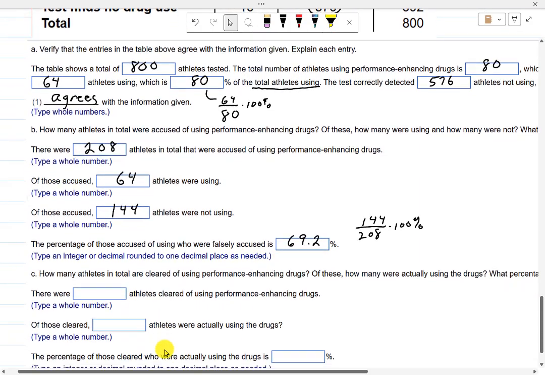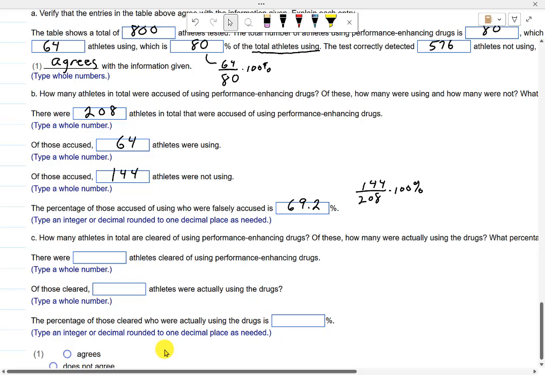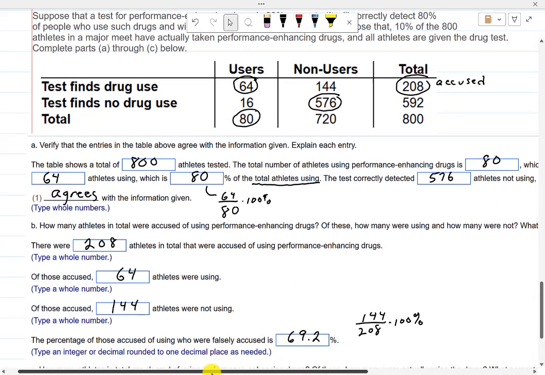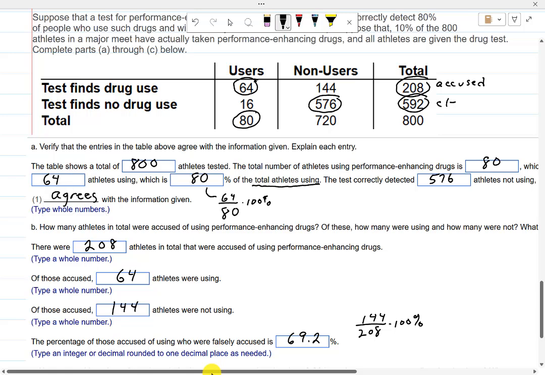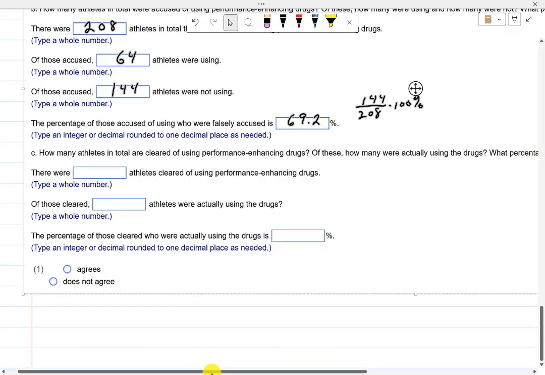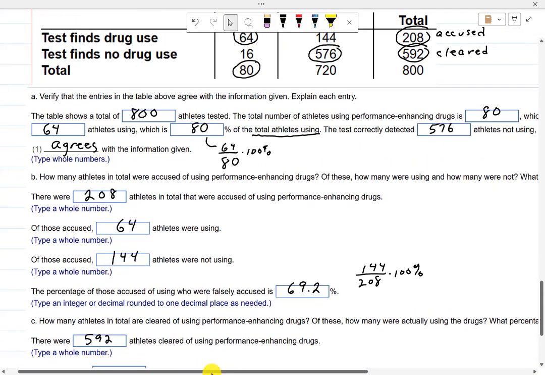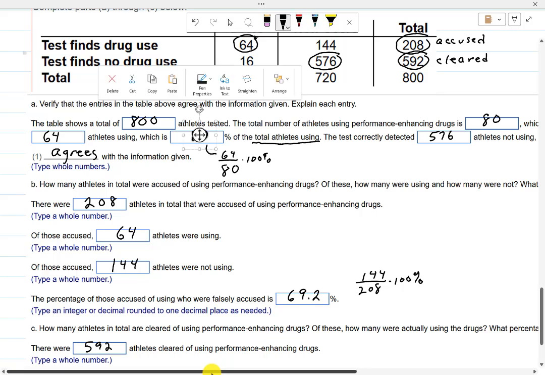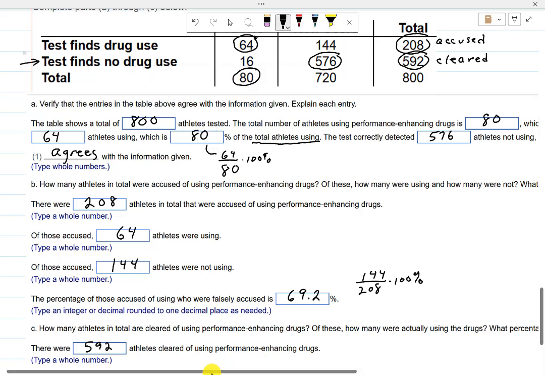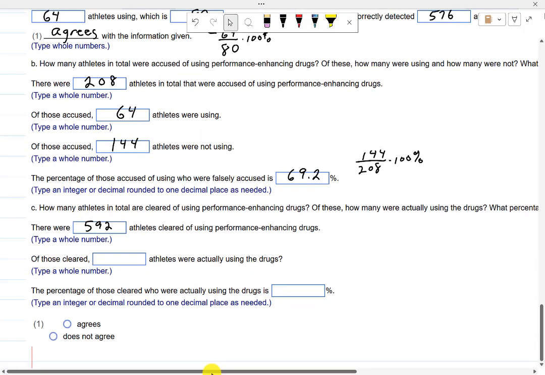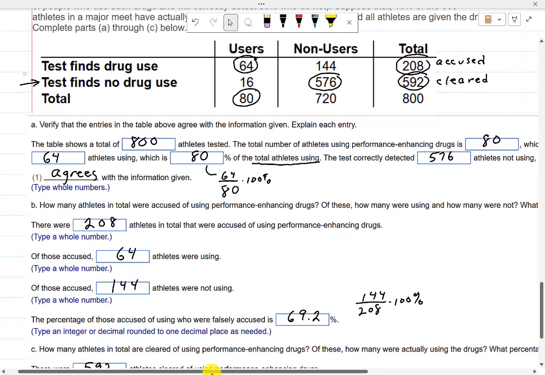And then part C, how many athletes in total are cleared of using performance-enhancing drugs? So cleared, that would be these 592 are the cleared ones. Of those cleared, so I'm talking about just this row now. These are the ones that are cleared. Just that row. Of those cleared, blank athletes were actually using drugs. How many athletes were actually using drugs here? 16 of them.